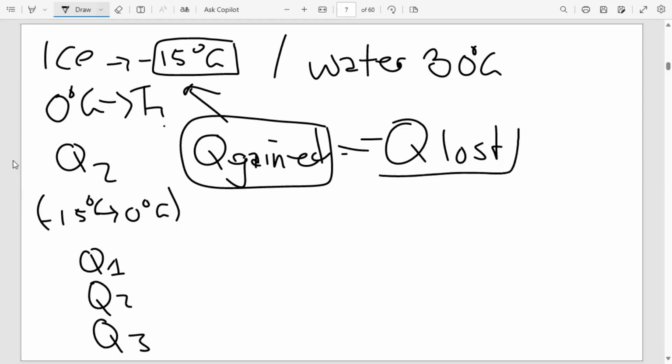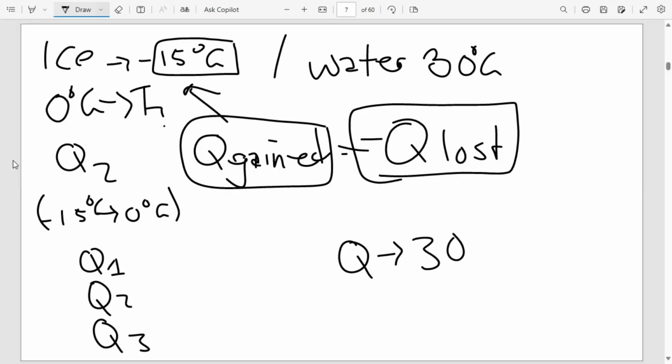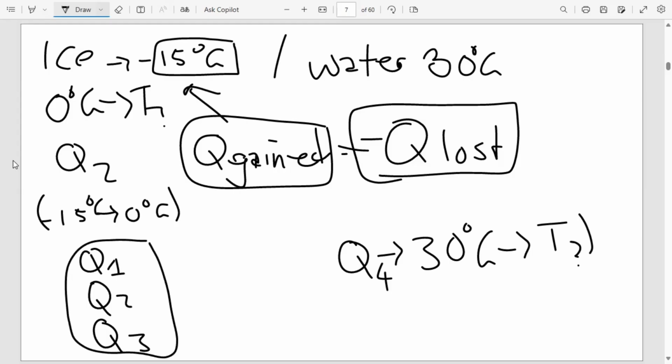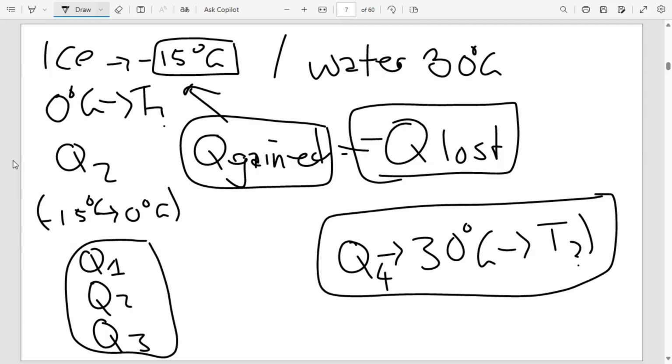Whilst on this side, we're just going to experience the change in temperature, or there will be Q that is going to be lost due to the change in temperature. From what? From 30 degrees Celsius to a final T that we don't know. So that means we're having four different types of heat. Three types of heat from this substance which is experiencing change in state, whilst one particular thermal energy or heat on the part where we're having no change in phase.